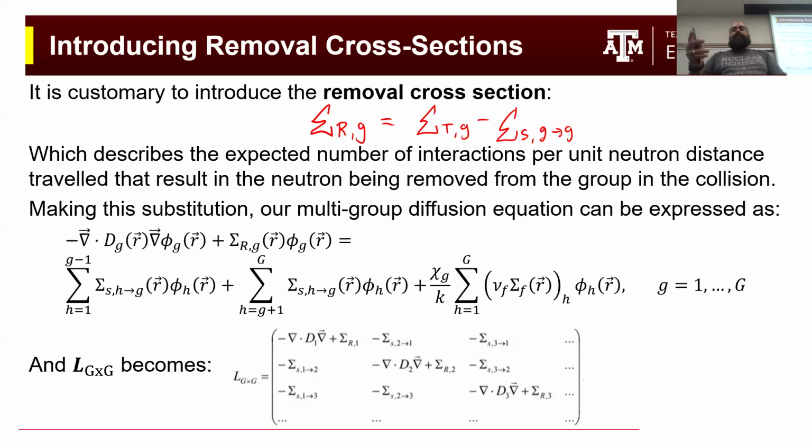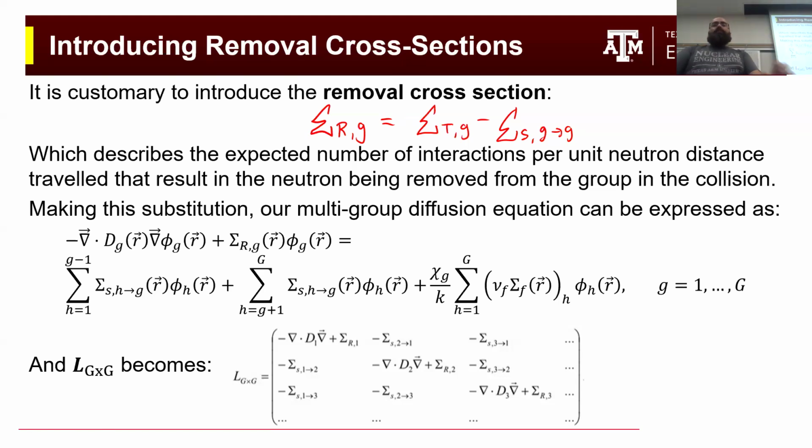And so that removal cross-section is the total interactions minus the within group interactions. The within group interactions don't knock the neutron into a different group. So what this effectively represents is the total number of interactions that result in my neutrons leaving that group, being removed from that group in some kind of collision. So that's the definition of the removal cross-section.